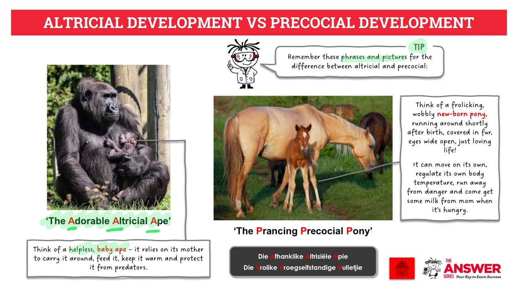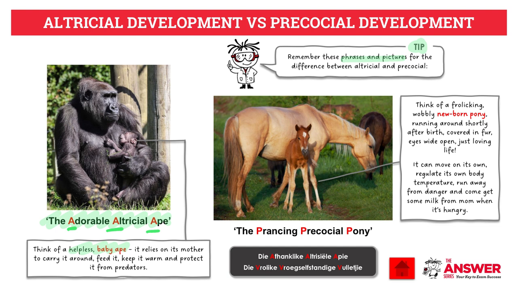It's like us humans. Babies, we are very vulnerable. We're born with not a lot of skills to survive the environment. So the adorable altricial ape creates this image of a newborn baby that requires a lot of help from the parents to survive in those first few months or maybe even years.